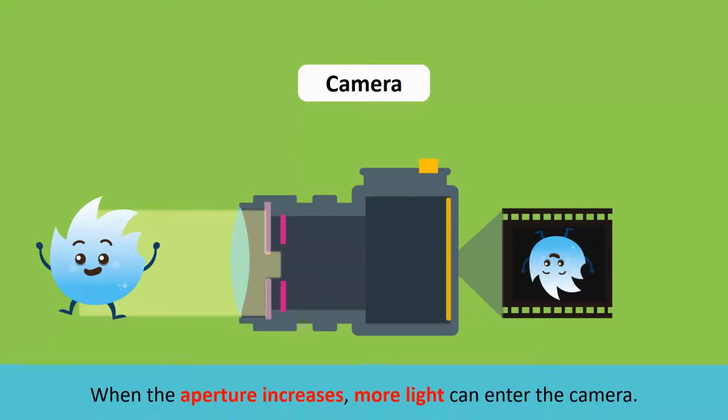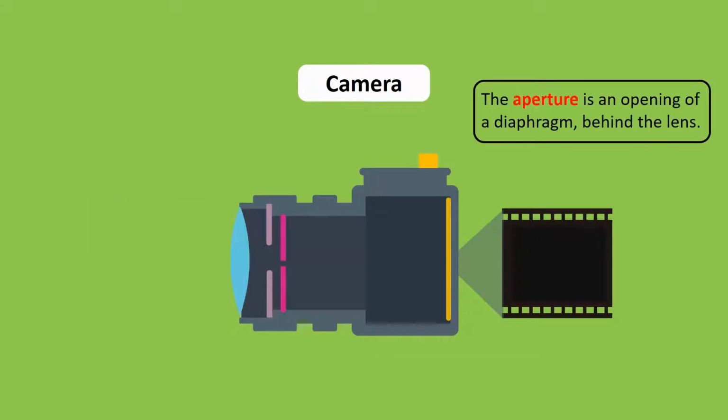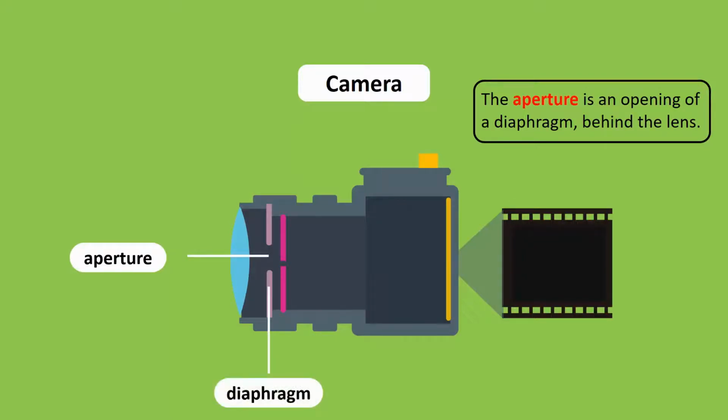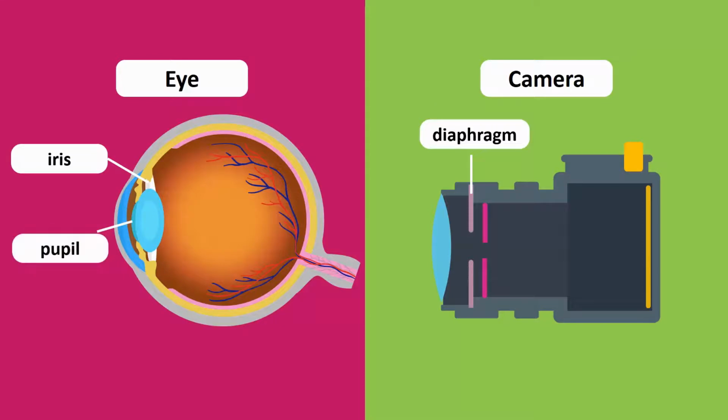When the aperture increases, more light can enter the camera. The aperture is an opening of a diaphragm behind the lens. Whereas in an eye, the iris acts like the diaphragm of the camera. The opening at the center of the iris is called the pupil. The pupil is just like the aperture of a camera.